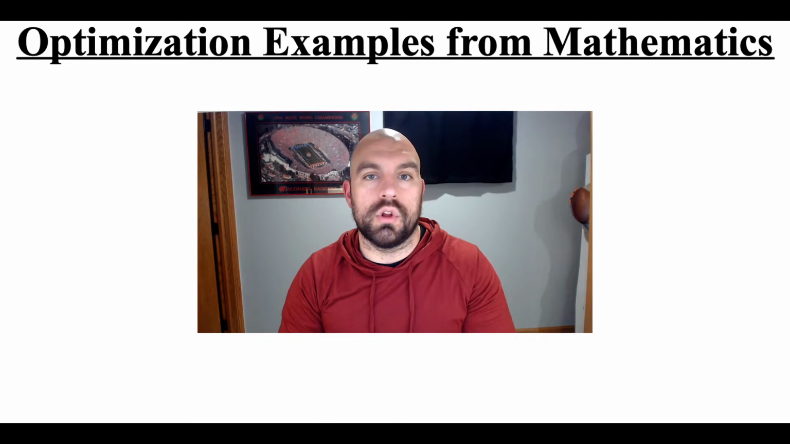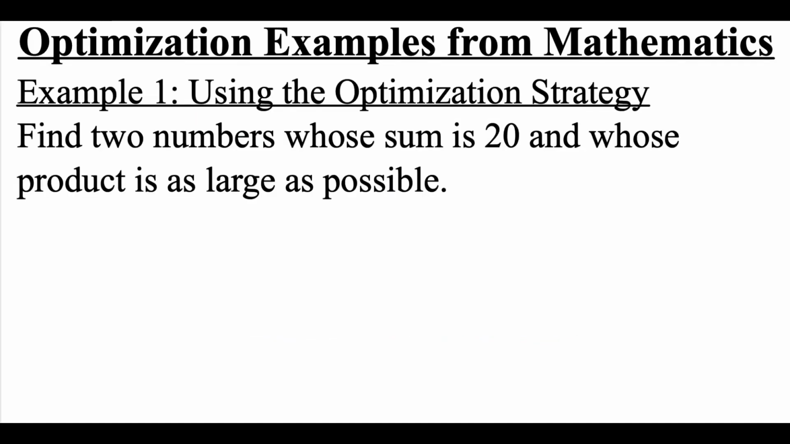In this video, we're going to look at optimization examples from mathematics. So the first couple examples that we're going to do are just purely mathematical. In this first one, we want to find two numbers whose sum is 20, and we want to maximize the product. We want the product to be as large as possible. So let's talk about what these two numbers are going to be.